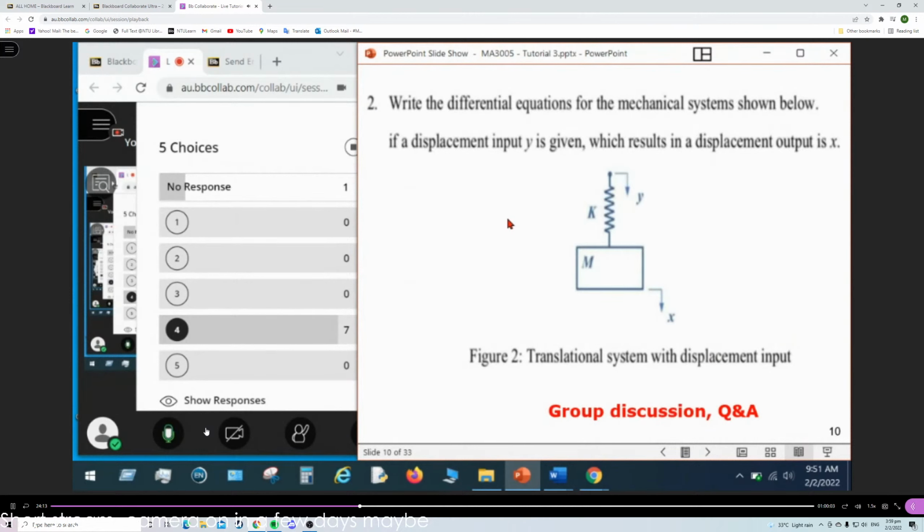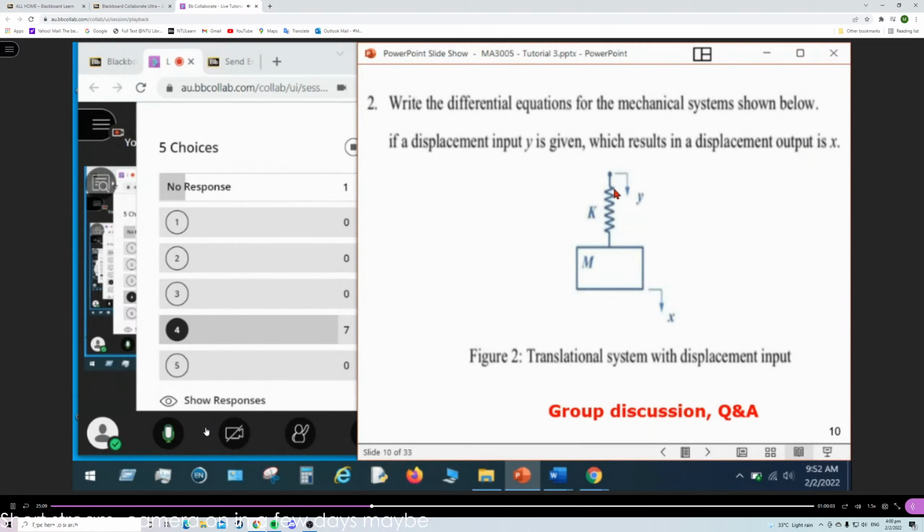So the second question, today we only have 2. Sorry, we have one more, I believe 3. Yeah, this is the second one. Write the differential equation for the mechanical system shown below. If a displacement input y is given, which results in a displacement output, that is x. X is the output. The input is a displacement input, different from the first question. The first question the input was force, but this time it is displacement input.